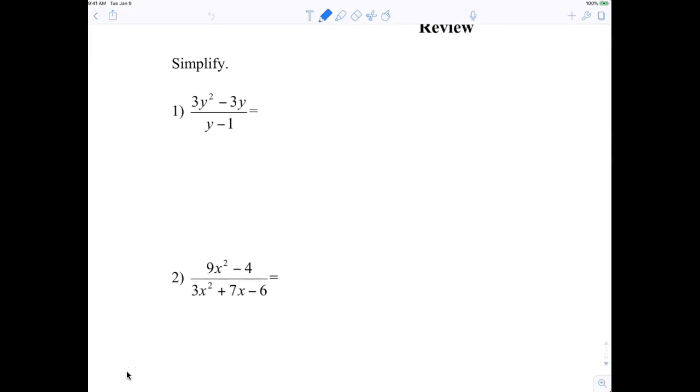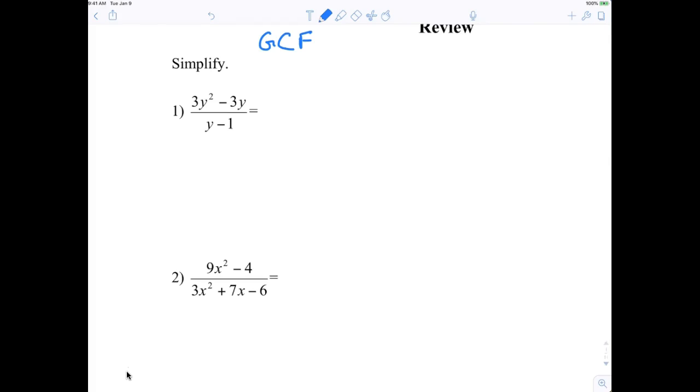All right, simplifying rational expressions. One of the things I noticed was a lot of kids are forgetting the GCF. All right, so always be careful. Factor out the GCF. All right, so key in number one, what am I doing?